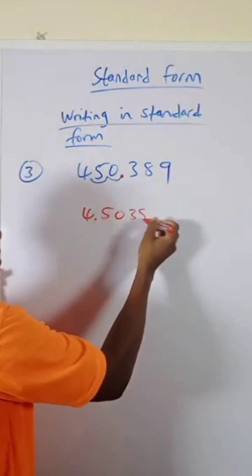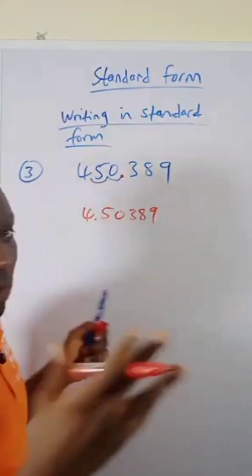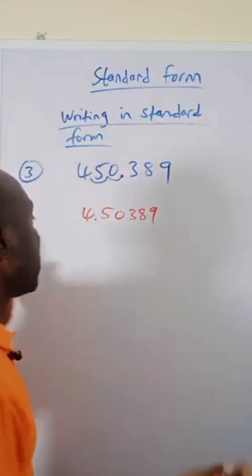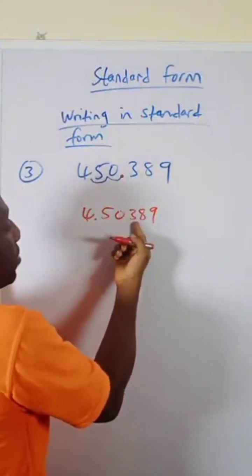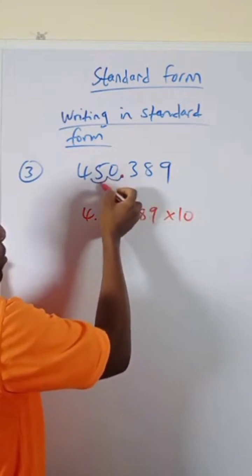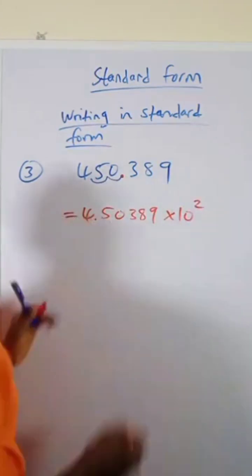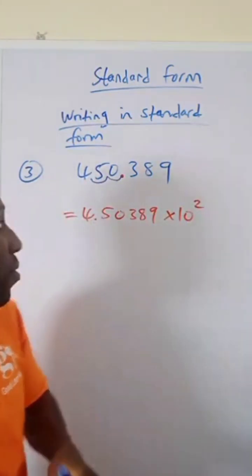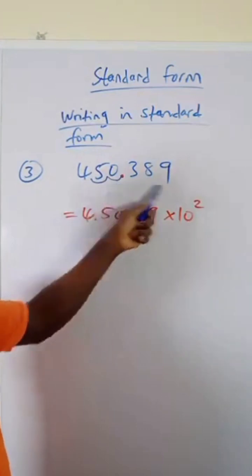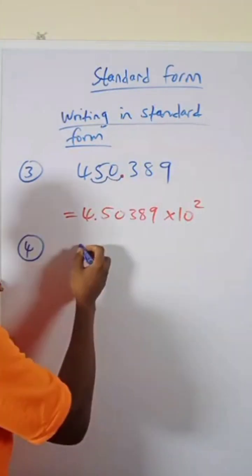We have to repeat all this, unless you are told to round it off to one decimal place and all that. So 4.50389 times 10 raised to the power what? How many times did we move from here? 1, 2. So raised to power 2. Are you seeing that? So I have written this number in standard form. This is in ordinary form, and this is in standard form.